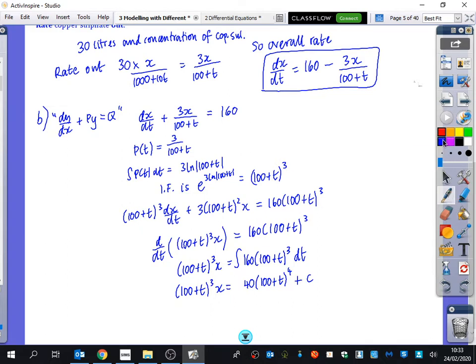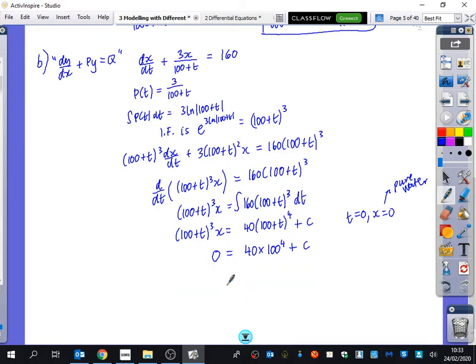Okay, so let's actually finish this off. We have just said that when t equals 0, x equals 0, and that was because it was pure water. So we get 0 equals 40 times 100 to the power of 4 plus c. So c is minus 40 times 100 to the power of 4.